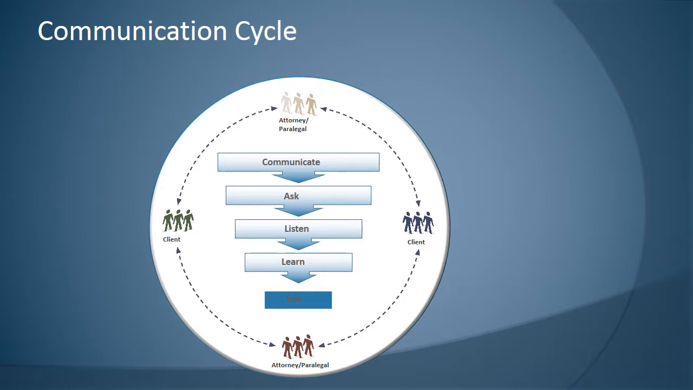So you can see here with this communication style, you have this continuous communication going on between the attorney and paralegal or the staff at the law firm and the client, and it's continuous. So you're communicating with each other. There are questions being asked when more information is needed, or answering those questions that are asked by the client, listening to the client and the information that they're providing, learning, because there's always something that can be learned, and then seeing.